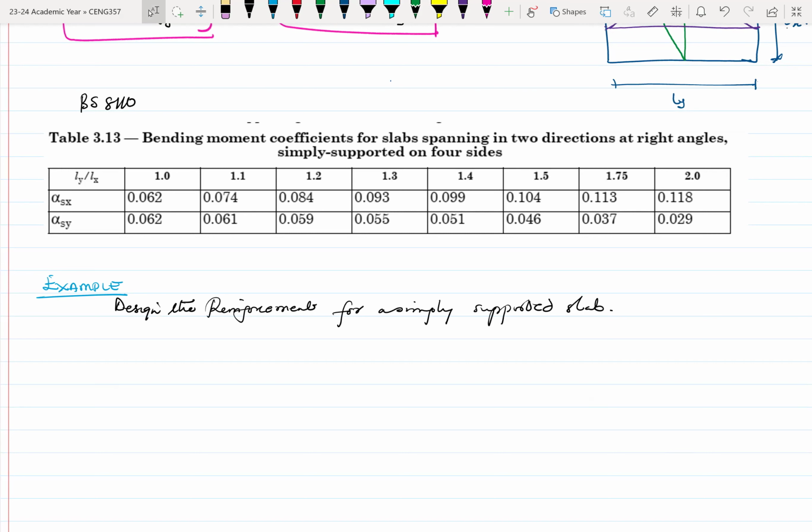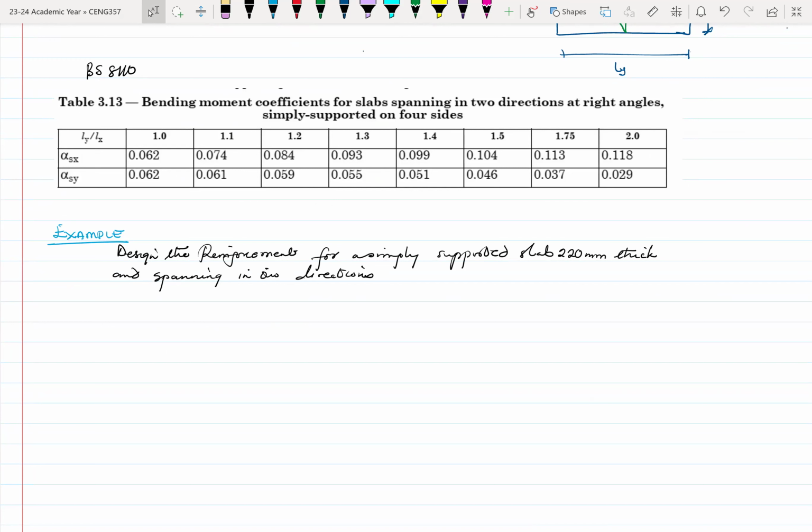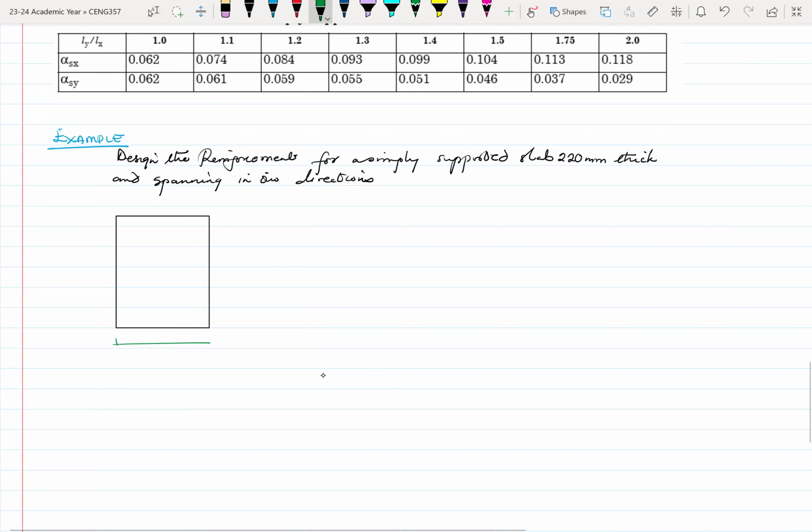All right. Which is 220 millimeters thick and spanning in two directions. Okay. Let's look at it. So these are our spans. Let's put together some information that we'll need. Okay, so this is the panel. Here is 4.5 meters. This is 6.3 meters.